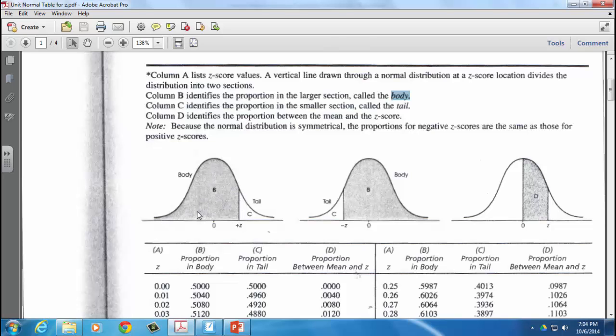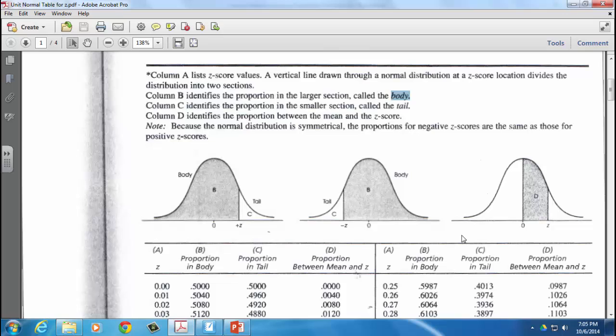If we want to know the probability of randomly selecting a score that had a z-score greater than 2, this would be the tail, the smaller portion. And you would find that probability in column C. So here's another picture of an example between a body and a tail. Let's say this is a z-score of negative 2. If we want to know the probability of obtaining a score that had a z-score less than negative 2, we'd be looking here in the tail. Probability of obtaining a score with a z-score greater than negative 2, we'd be looking in the body, the larger section here.